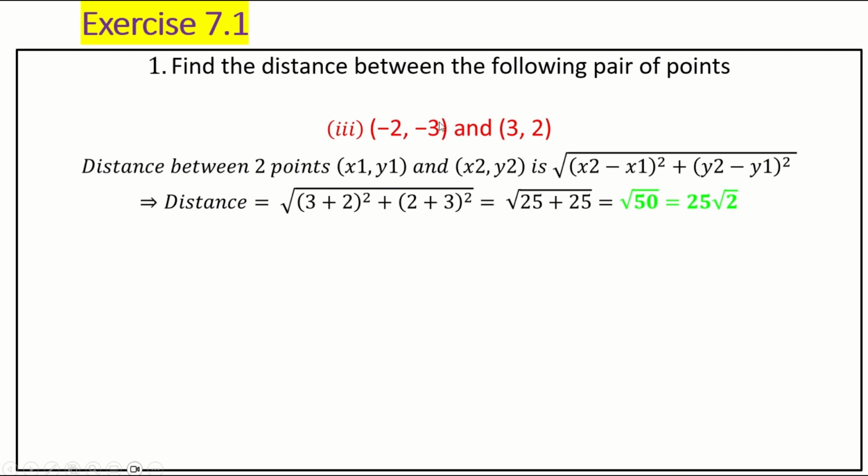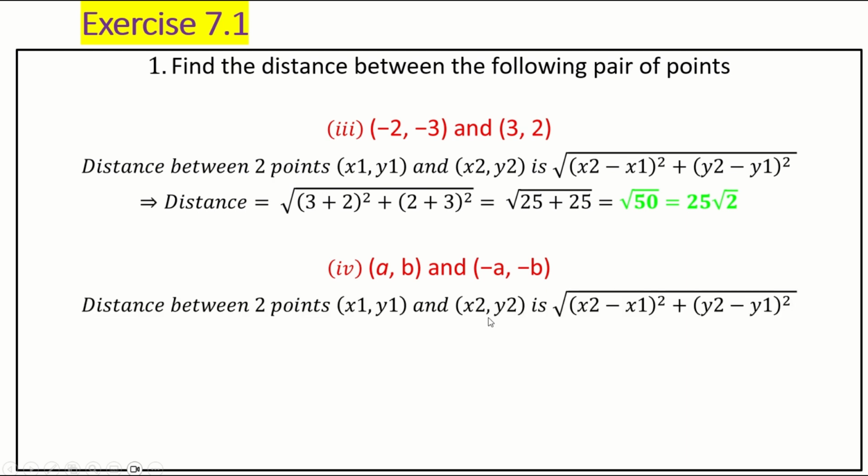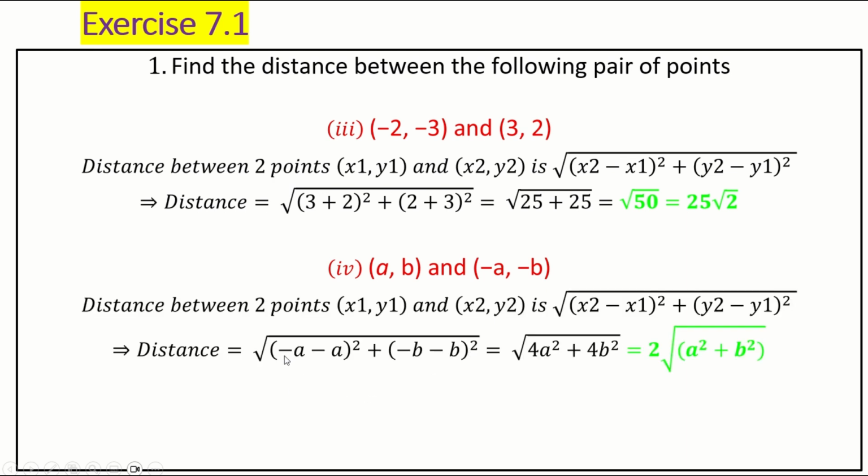So when there are negative terms, be careful. Here it is 3 minus of minus 2, that is 3 plus 2. Similarly, 2 minus of minus 3, which is 2 plus 3. So be careful when there are negative numbers in the coordinates. And (a, b) and (minus a, minus b), this is a general term. So it's very simple. (Minus a minus a) whole square plus (minus 2b) whole square, that is 4a square plus 4b square, or 2 square root of a square plus b square.